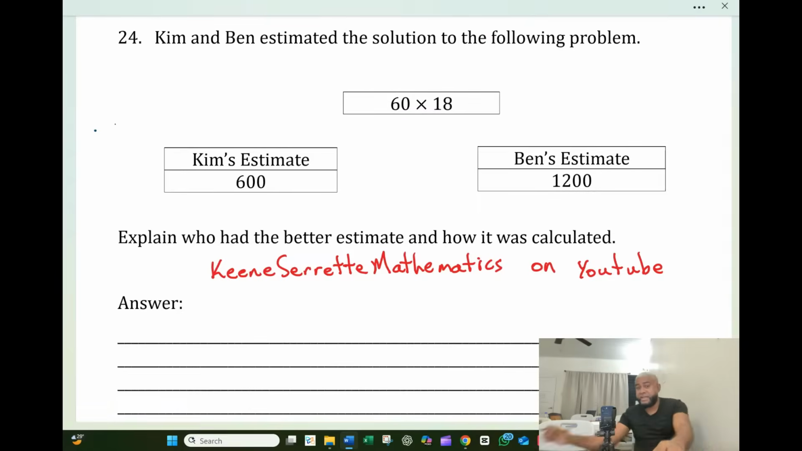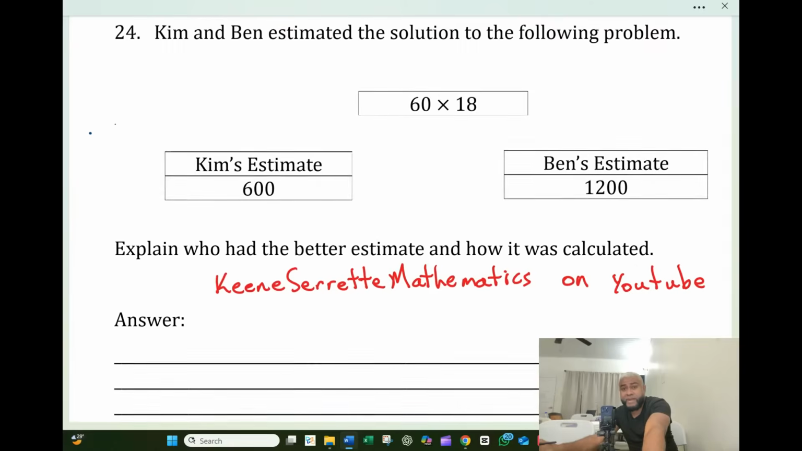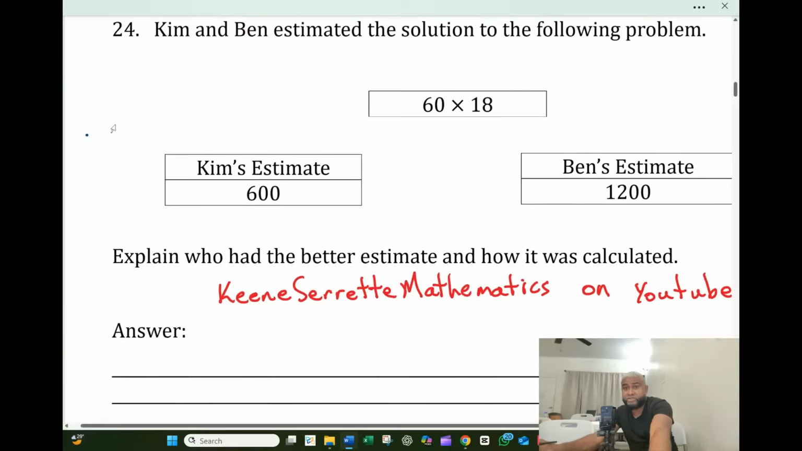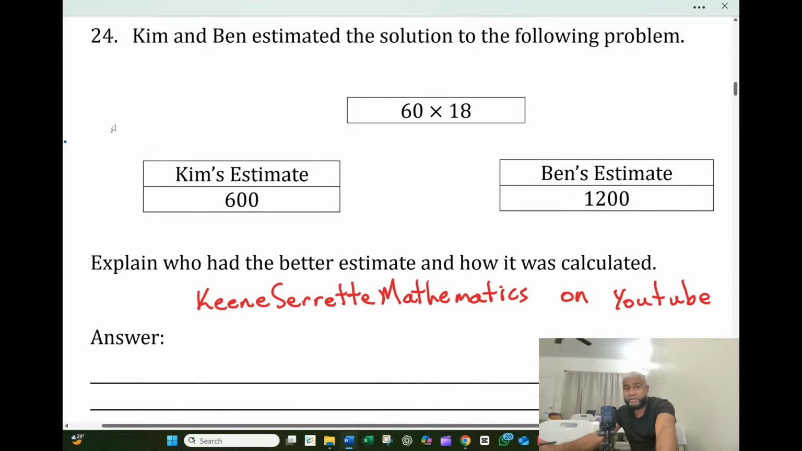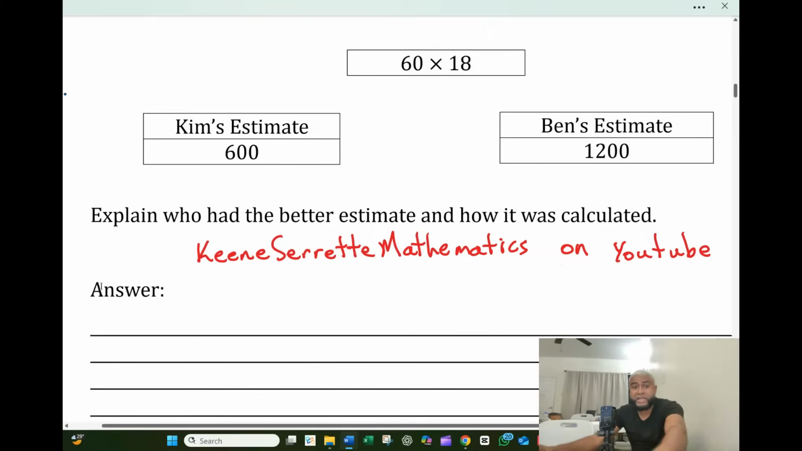So listen to me carefully. Kim and Ben estimated the solution of the following problem. The problem is 60 multiplied by 18. Kim's estimate would be 600. Ben's estimate would be 1200. Explain who had the better estimate and how it was calculated.